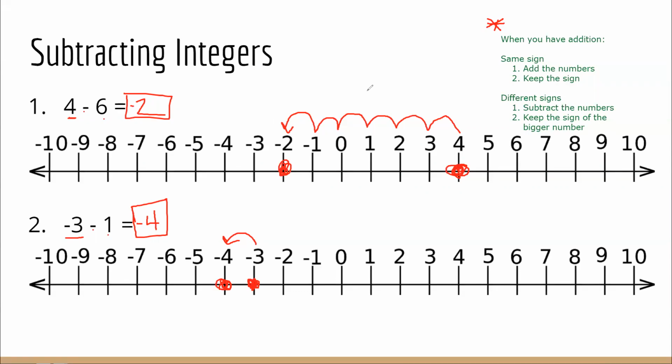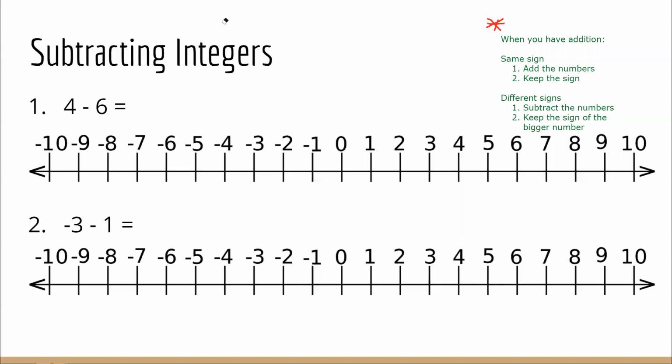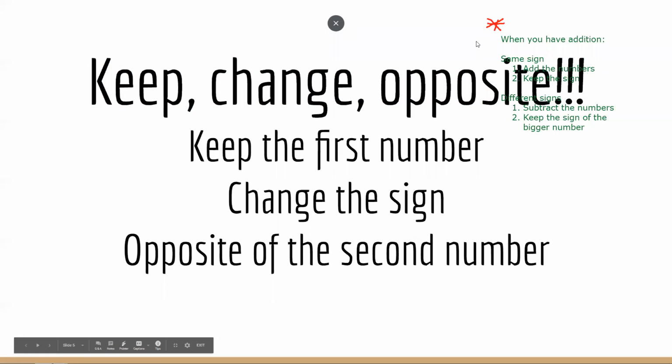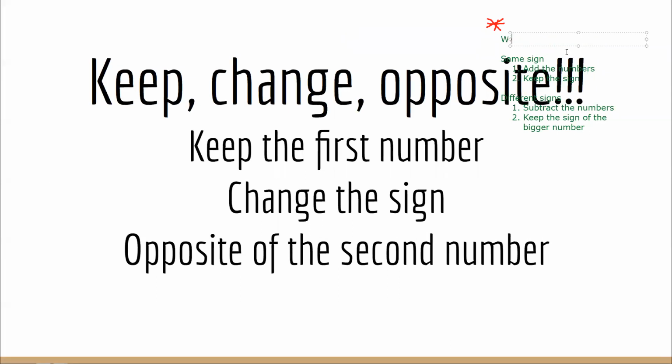do a subtraction problem. So in order to do this quicker, I'm going to teach you a method that we like to use, and that method is called keep, change, opposite. So when you have a subtraction problem, you're going to keep our first number, and then we're going to change the sign, and then we're going to do the opposite of the second number. So keep, change, opposite, I shorten it down to KCO. And so I'll show you how that all works.